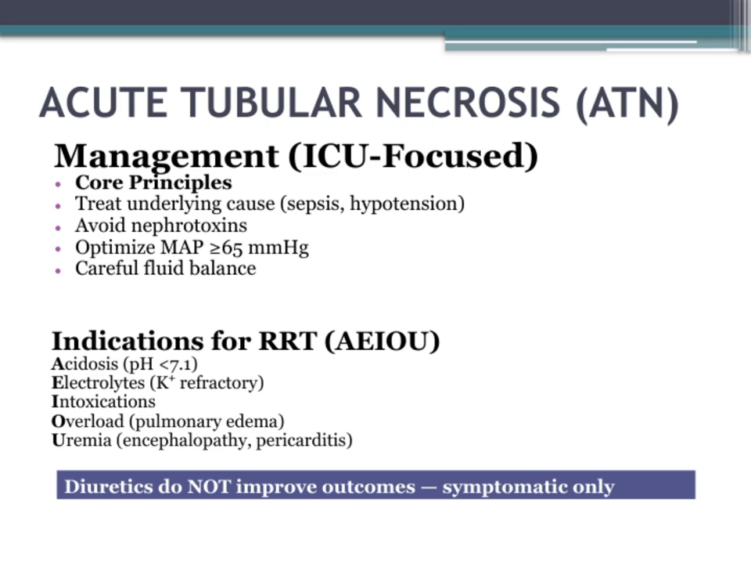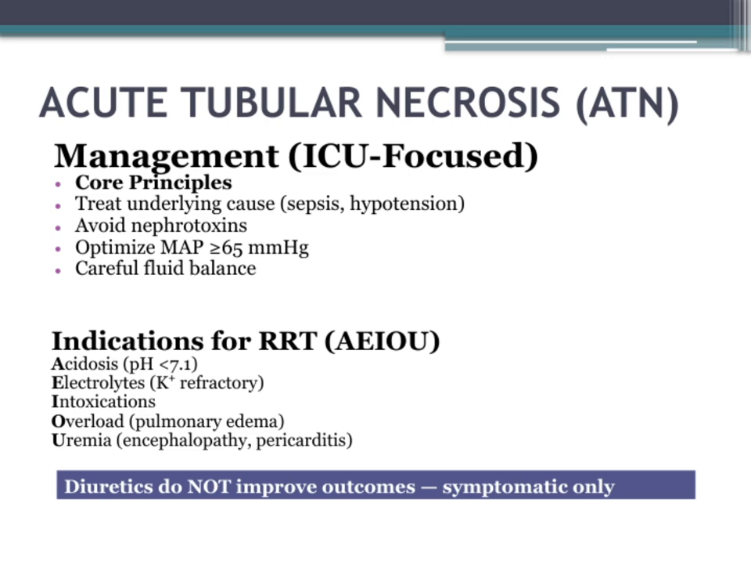First, acidosis, specifically when the blood pH drops below 7.1, indicates a severe acid-base imbalance that needs correction. Next, electrolyte disturbances, particularly refractory hyperkalemia, are critical, as elevated potassium levels can cause dangerous cardiac arrhythmias. Then, intoxications, certain poisonings or drug overdoses, may require dialysis to remove toxins.